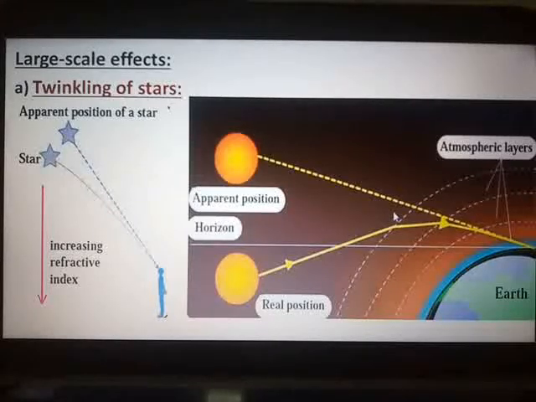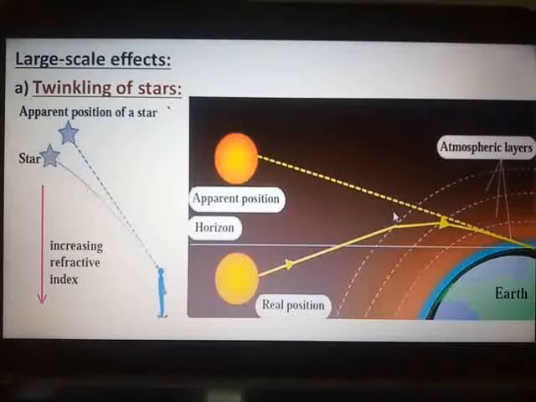Just now we have seen the behavior of light. When it travels from a rarer to a denser medium, it bends towards the normal, and this makes the star appear to be higher in the sky as compared to its actual position. And this apparent position of the star keeps changing a bit because the temperature of the air, the atmospheric conditions, the density, keep on changing.